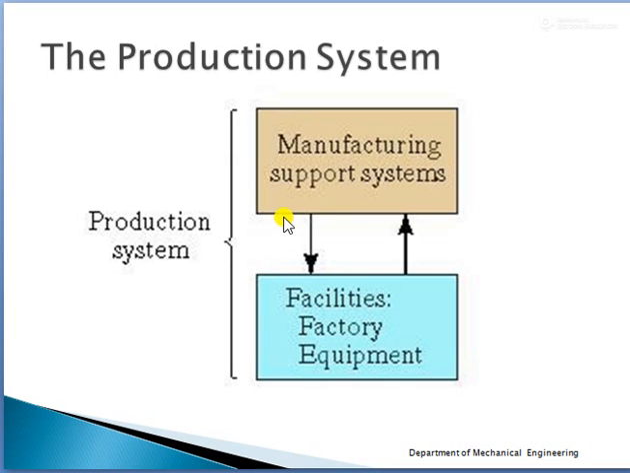We have the production system. In the production system we are going to have manufacturing support system and facilities, that is factory equipment. They have interconnection between manufacturing and the facilities with respect to the factory equipment.